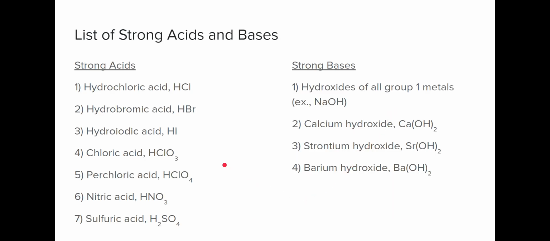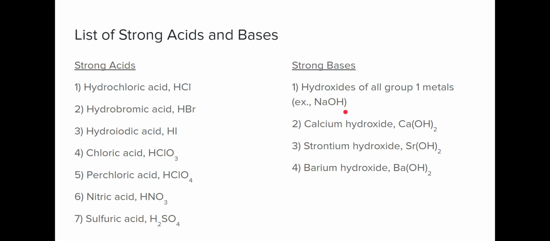There's very little that we need to memorize, but this is a very important list of the strong acids and the strong bases. There are only 7 strong acids. Every acid that is formed from one of the halogens other than fluorine and astatine is considered to be a strong acid: hydrochloric acid, hydrobromic acid, and hydroiodic acid. The other 4 strong acids are formed from oxyanion polyatomic ions: chloric acid, perchloric acid, nitric acid, and sulfuric acid.